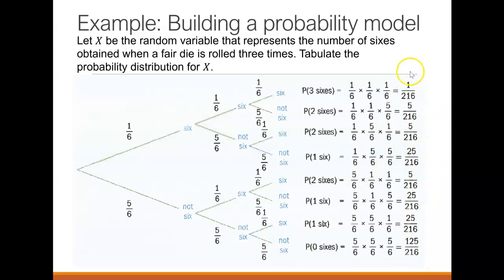What should happen if I add up all these probabilities? It should equal 1, right? It can't be a probability distribution if all your outcome probabilities don't equal 1. Is everybody okay with how we computed this probability distribution?